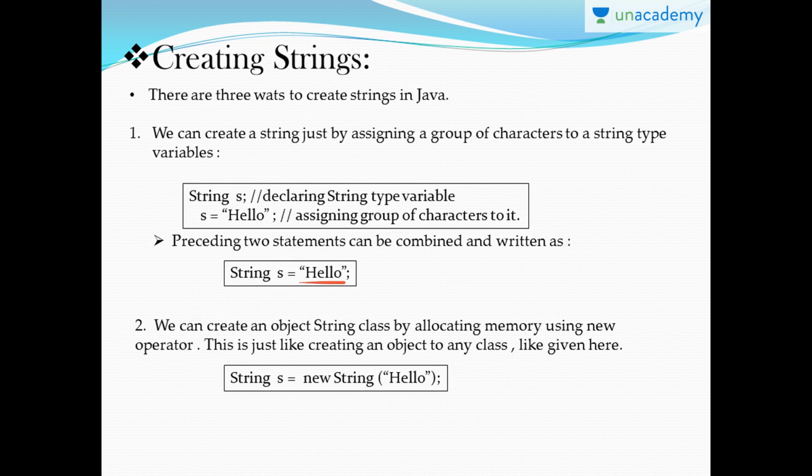In the second way, we can create an object of the String class by allocating memory using the new operator. This is just like creating an object of any other class as we did previously. So String s = new String("hello"). That means this hello is stored in s when you create a new object.